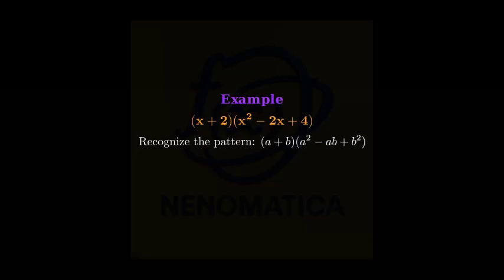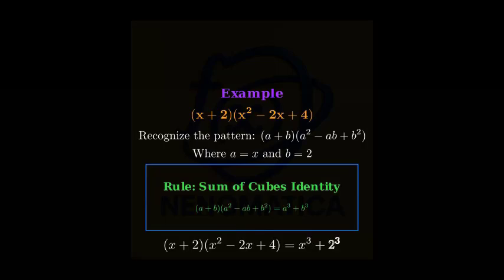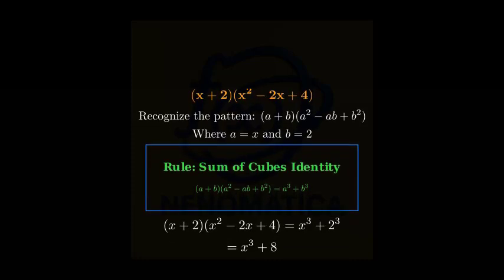We need to find the value of this expression: x plus 2, multiplied by x squared minus 2x plus 4. Looking at this expression, we can recognize the pattern of our sum of cubes formula, where a is x and b is 2. Let's apply the sum of cubes identity. The rule states that a plus b multiplied by a squared minus ab plus b squared equals a cubed plus b cubed. Now, let's apply this formula to our expression. First, we substitute x for a and 2 for b in the right side of our identity. This gives us x cubed plus 2 cubed, which equals x cubed plus 8.